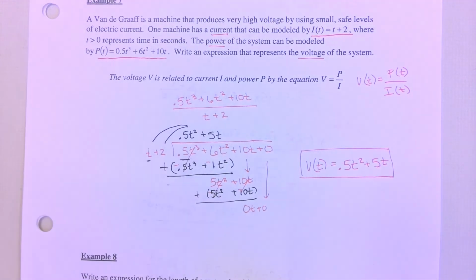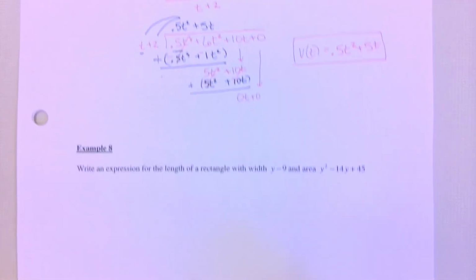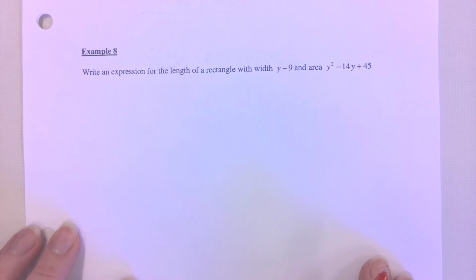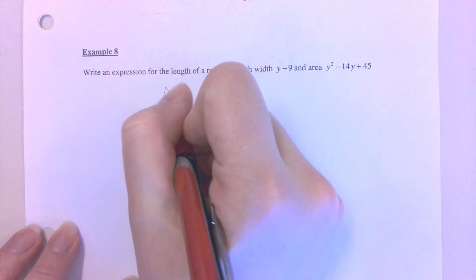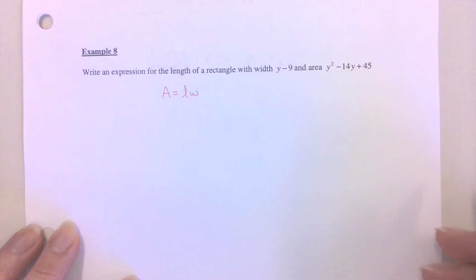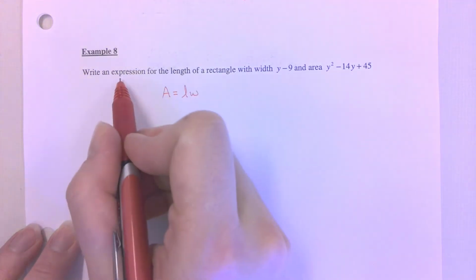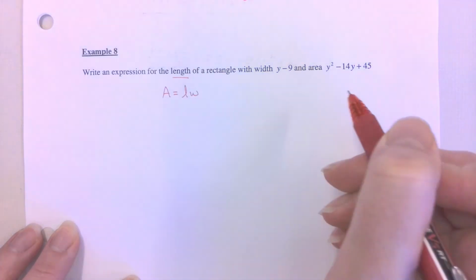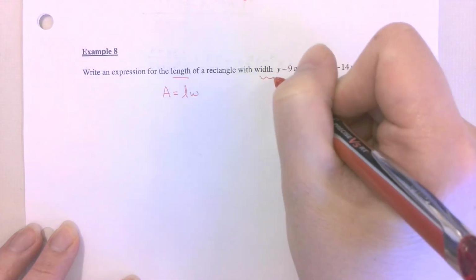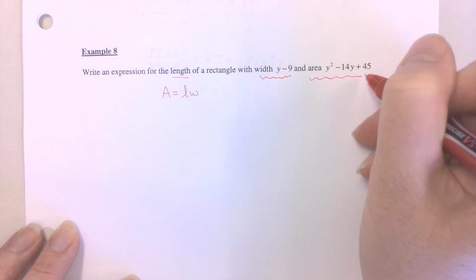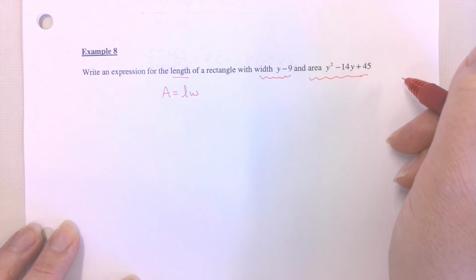All right, we have another application problem, and it is talking about the area of a rectangle. And so when I see I'm talking about area of a rectangle, I want to go back to basics and remember that area equals length times width. And in this problem, they say write an expression. So we're not going to have an actual answer. We're going to have an expression for the length of a rectangle given the width is y minus 9 and the area is y squared minus 14y plus 45.